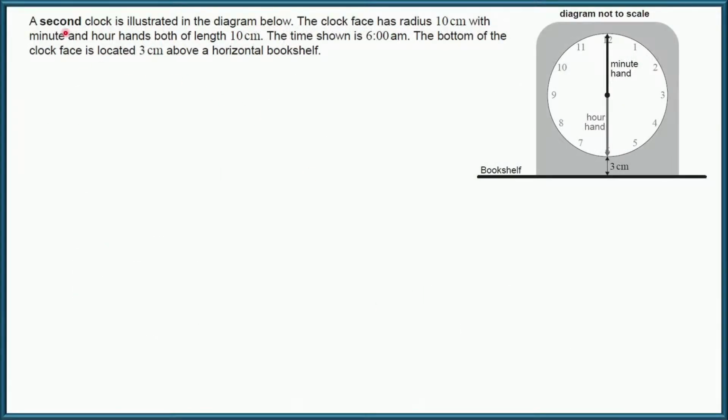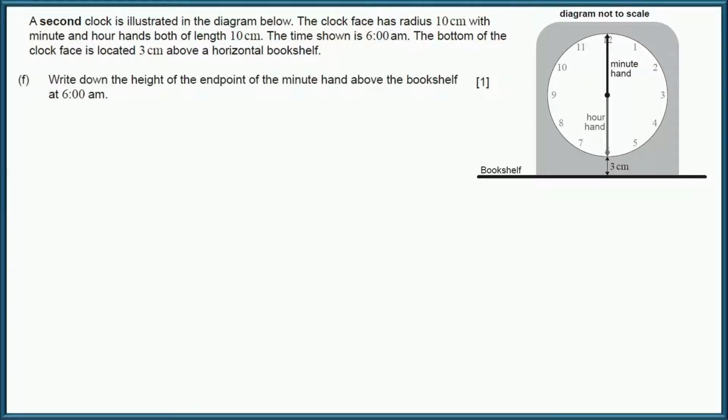Now, a second clock, I think it should say an additional clock or another clock, is illustrated in the diagram. And the face has a radius of 10, with the minute hand and hour hands both having a length of 10. All right. The time shown is 6 a.m. The bottom of the clock face is located 3 centimeters above a horizontal bookshelf. So they got that on the diagram for us there. That's our situation. Make sure you understand that very clearly. Sometimes redrawing it can really help, but let's go ahead and dive in.